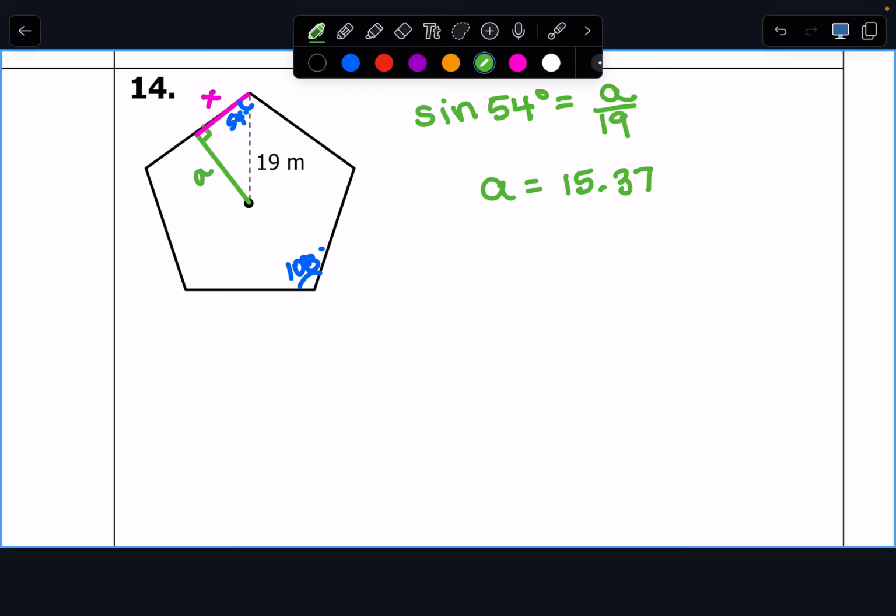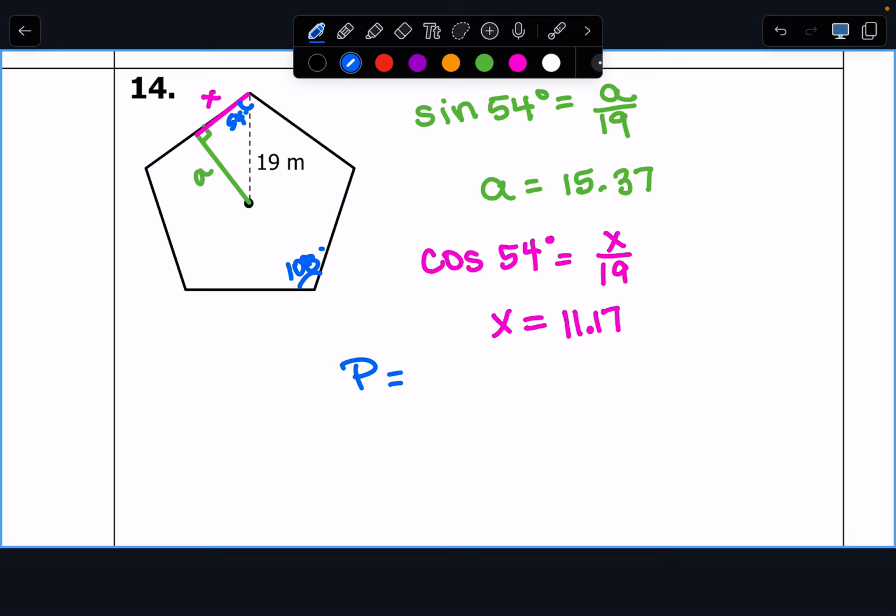Okay. Now I need to find that X so I can find my perimeter. Which trig function do we need for that one? I mean, you can, but the cosine of 54 is X over 19. That's an easy thing to put in your calculator, isn't it? Okay. 19 times the cosine of 54 gives us 11.17. Okay?